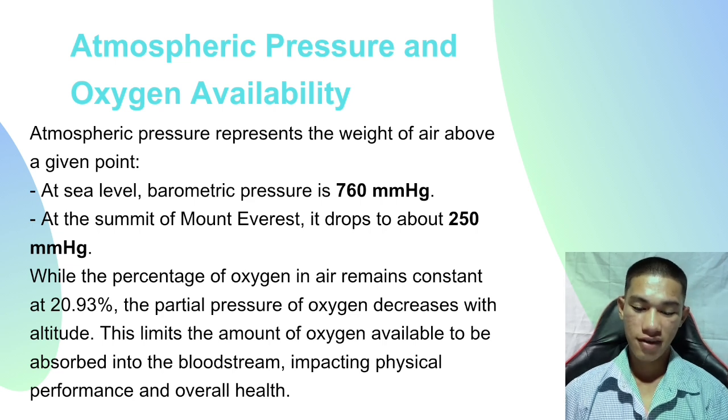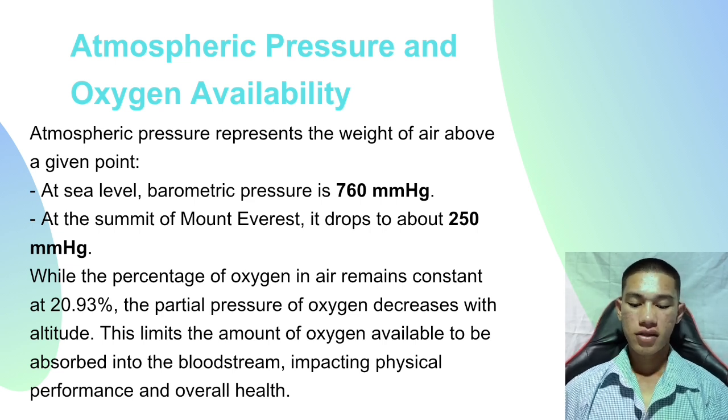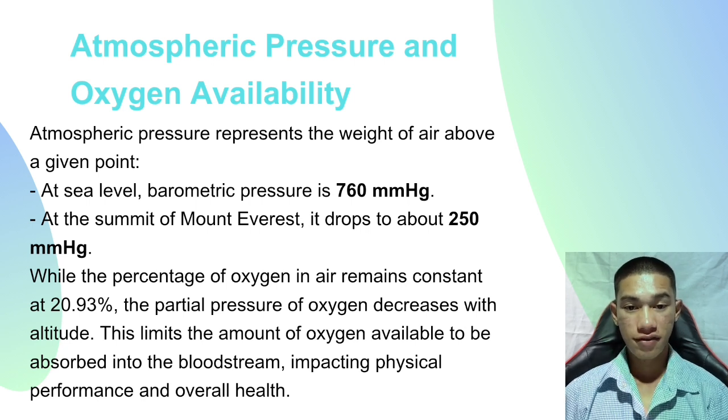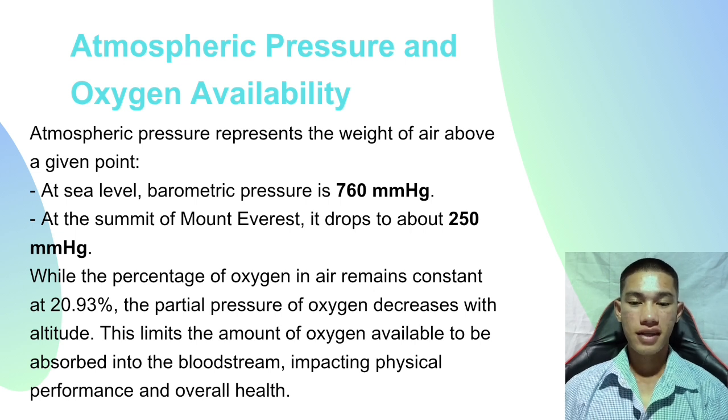Atmospheric pressure is simply the weight of the air above us. At sea level, the barometric pressure is 760 mmHg, and at the top of Mount Everest, it's only about 250 mmHg, which is very low, and no human can survive that for long. This drop in pressure means less oxygen is available. Even though the percentage of oxygen in the air remains constant at 20.93%, the partial pressure of oxygen decreases, reducing the amount our bodies can absorb.